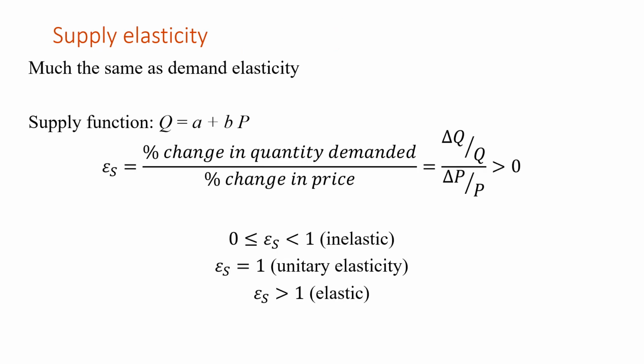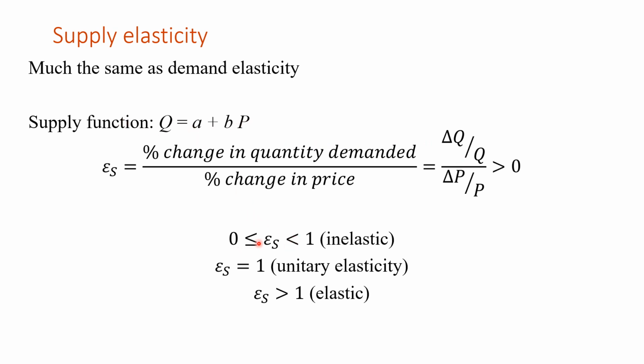Now the supply elasticity is a little bit more interesting in some ways, but it's the same kind of formula as the price elasticity of demand, and here we're looking at the price elasticity of supply. The supply function we denote as Q equals A plus BP, and the elasticity of supply, which we denote by epsilon sub S, is equal to the percentage change in quantity over the percentage change in price, delta Q over Q, delta P over P, which is then delta Q over delta P times P over Q, and it has to be positive because A and B and P and Q are all positive.